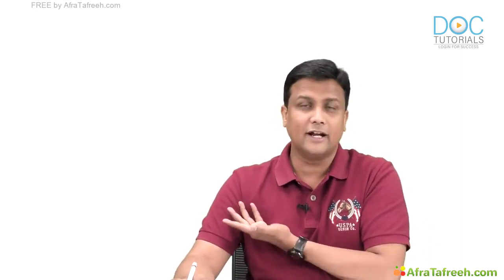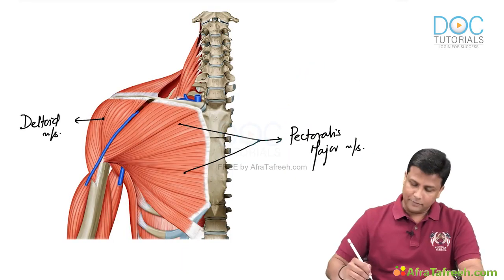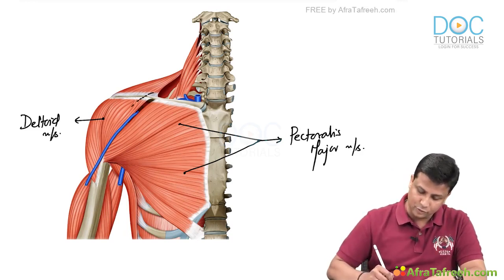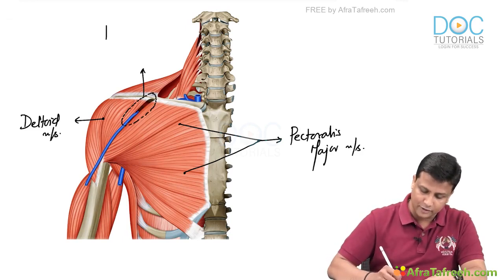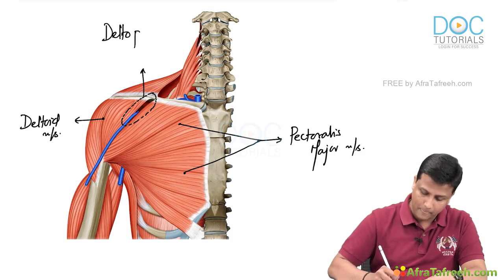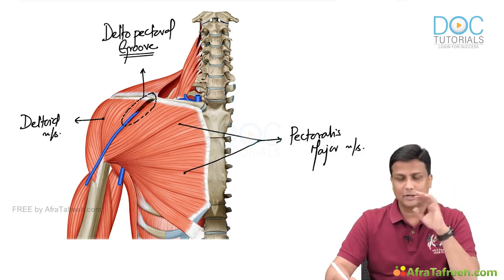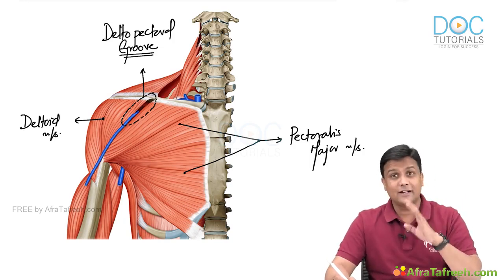Why? Because the origin is very broad, but here near the axilla region, it takes a turn and gets inserted, guys. So it is one of the examples of your spiral muscles. Now, between the deltoid muscle and the pectoralis major muscle, one more thing to appreciate here is a groove, guys. You're able to appreciate a groove here, and this groove is the deltopectoral groove. This is the deltopectoral groove. The name is very easy, guys. So between the deltoid muscle and the pectoralis major muscle, you have a groove, that is the deltopectoral groove.